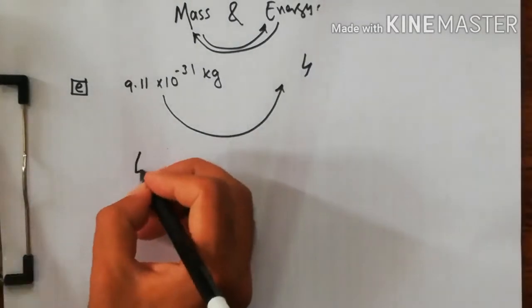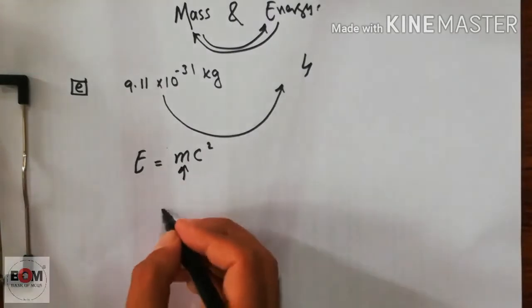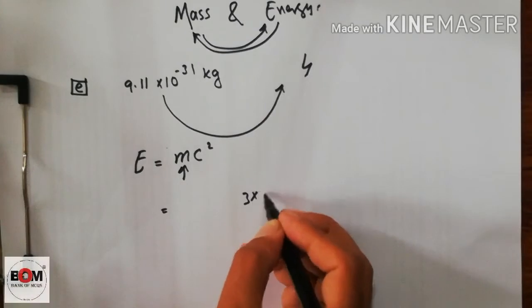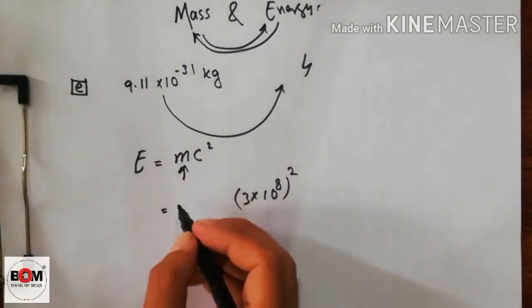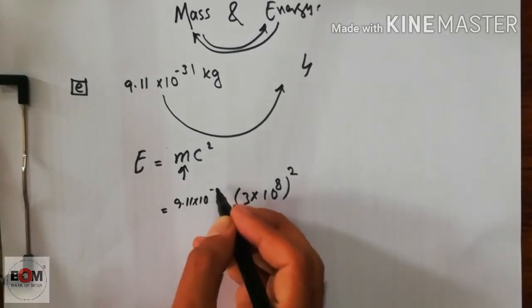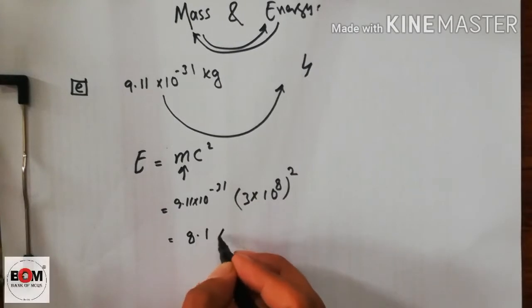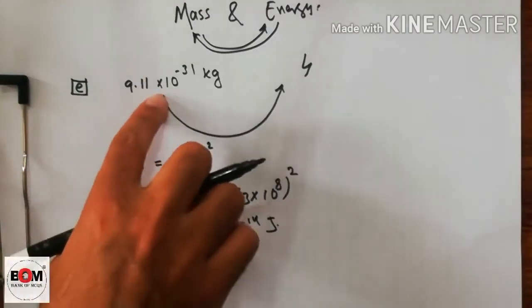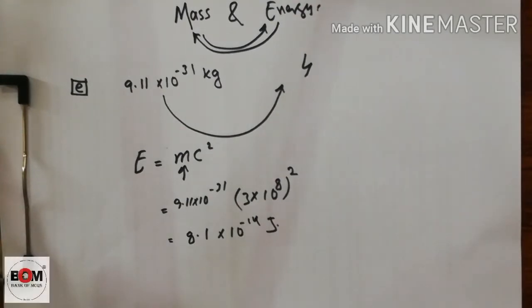The energy which will be produced is equal to mc square. If we put the mass here and multiply it by the square of the speed of light, which is 3 multiplied by 10 raised to the power 8, and the mass is 9.11 multiplied by 10 raised to the power minus 31, it will give us 8.198 multiplied by 10 raised to the power minus 14 joule. So if we convert one electron into energy, it will give us about 8.2 multiplied by 10 raised to the power minus 14 joule of energy.